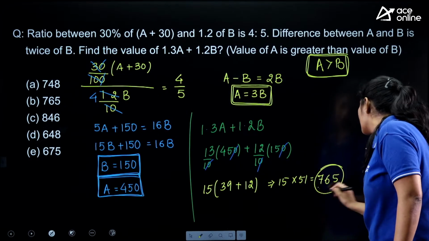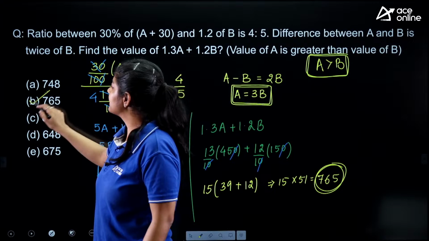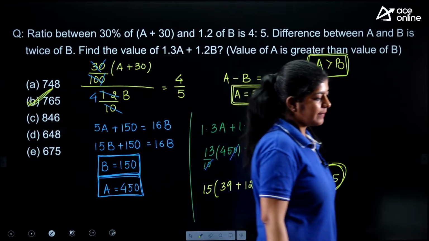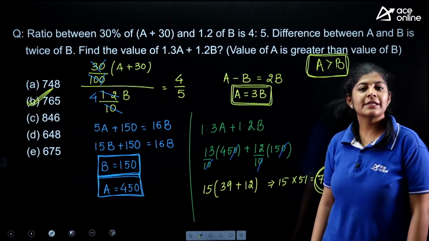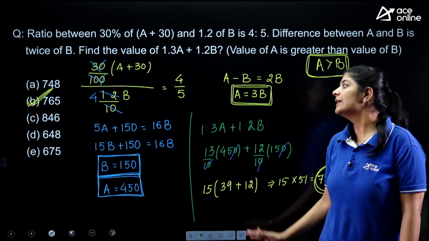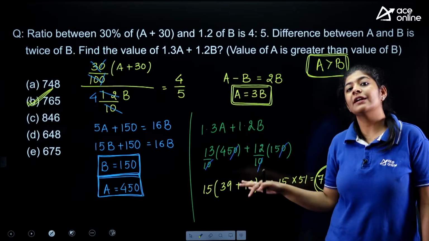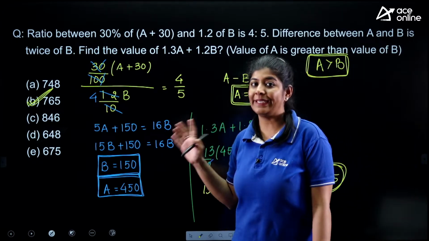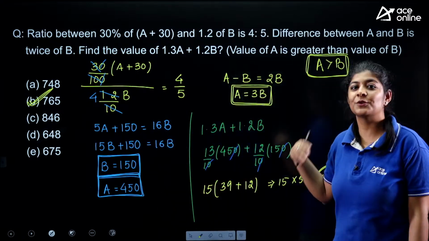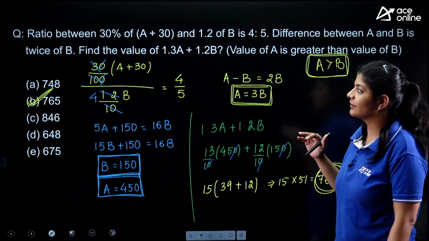Option number B is the correct one. It's a very simple one. And all these questions that we are discussing in these sessions are from the RBI Assistant paper mains. All these questions were asked in the mains examination.